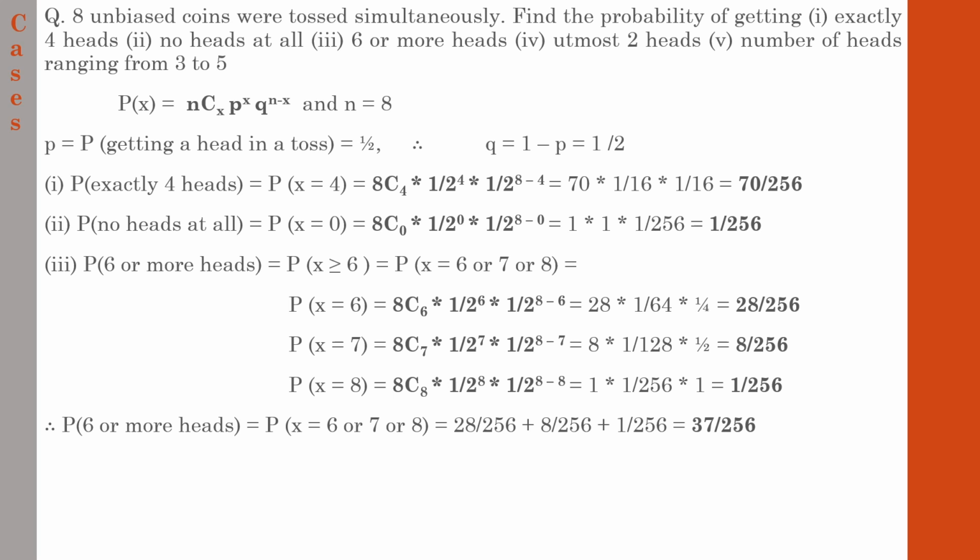And when "at most" is given, whatever the number associated with it, you need to take the numbers less than or equal to that number. Here, at most 2 means 0, 1 and 2, including 2. That is the meaning. So you need to find the probability for x equal to 0, which we already found, and x equal to 1 and x equal to 2.